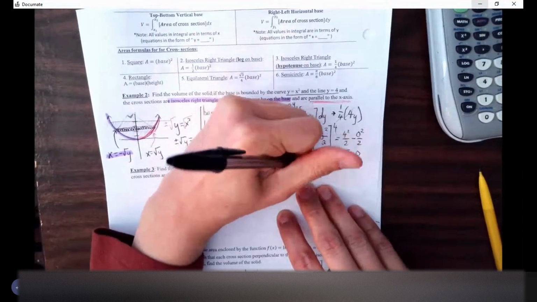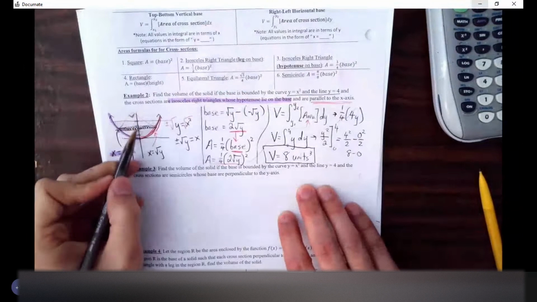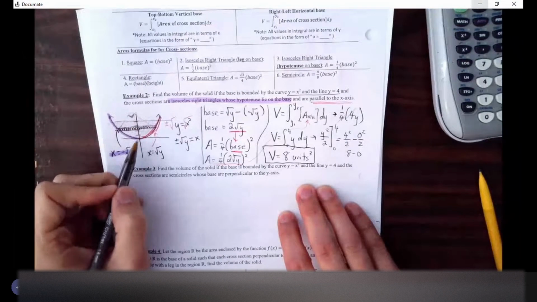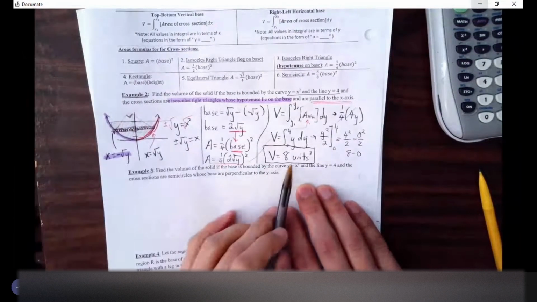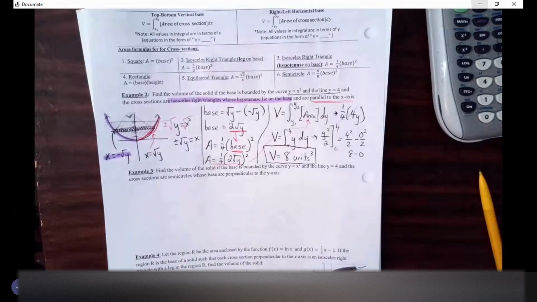Again, there's no circle within any of my shaded region here. So no pi involved, just 8. Okay, questions so far?